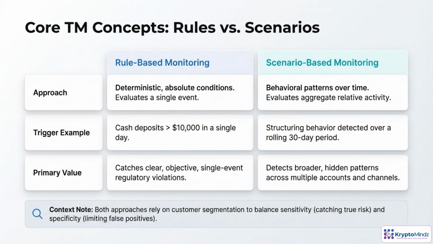In AML transaction monitoring, rule-based and scenario-based approaches are two lenses on the same activity. Rule-based monitoring is binary and event-focused. If a cash deposit exceeds a defined threshold, it fires. Scenario-based monitoring looks for patterns over time, such as repeated smaller deposits that together resemble structuring. Rules are effective for clear regulatory breaches. Scenarios uncover subtle, cross-account behaviors. Both must be tuned by customer segment to avoid noise while still capturing real risk.